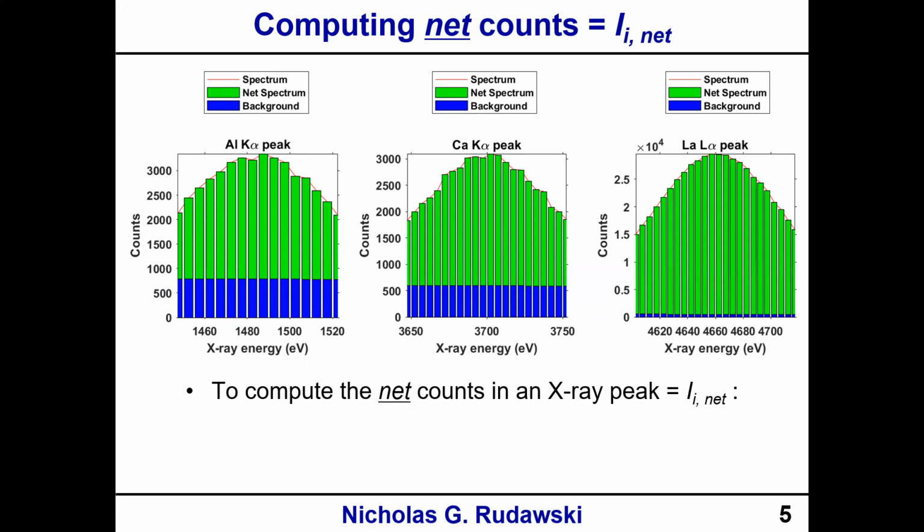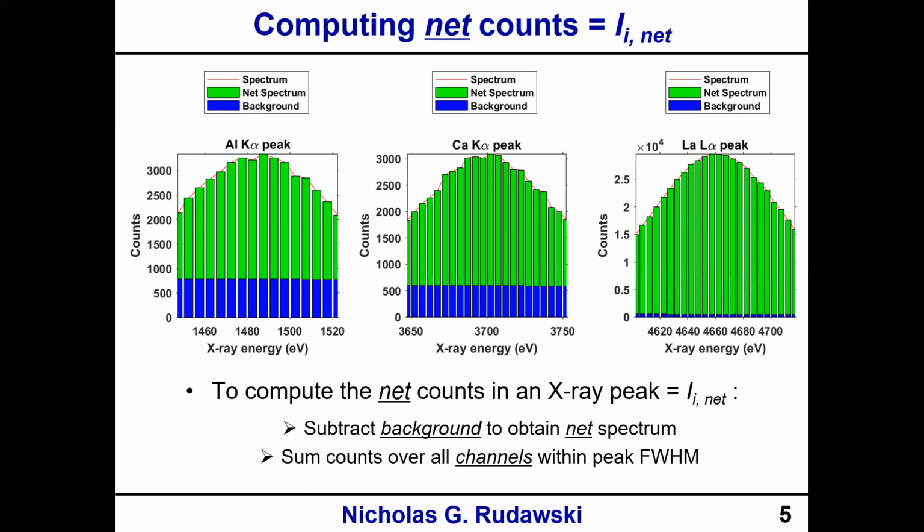Okay, so you can see there's a big difference in count range for each of these three peaks because obviously they have different constituent quantities. So that's the first thing: we have to subtract the background to get the net spectrum. And then we have to compute the full width half max, which is easy to do. We figure out the max of the net spectrum, and we figure out the half and the full width half max of that, which is easy.